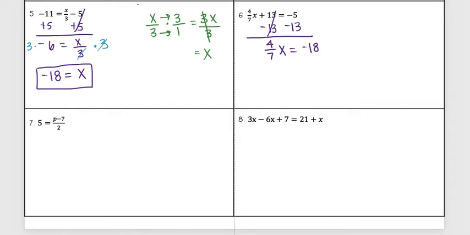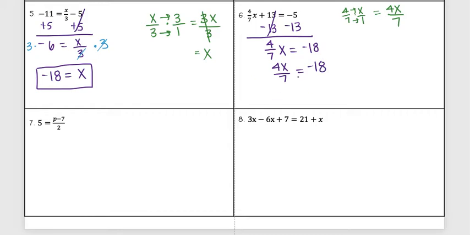So one way you can think of this is this 4 sevenths x, since this is really just x over 1. This is really the same thing if you multiply across as 4x over 7. So let's go ahead and rewrite it like that. So 4x over 7 is equal to negative 18.